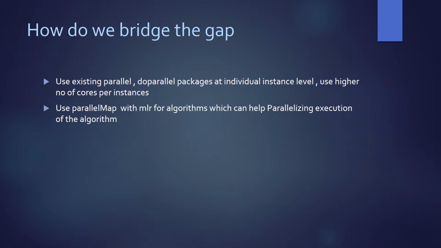Moving further, how do we bridge the gap? With the existing constraints that we have, we would want to use the parallel constructs. We would want to use what is available for parallel and do parallel at an individual instance level. I know I cannot use that straight off from doAzureParallel, but let's say I would want to maximize the instances in terms of using the number of cores per instance.